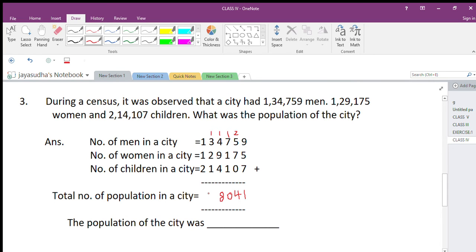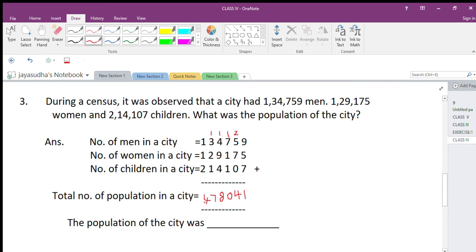Now 1 plus 2 is 3, 3 plus 3 is 6, 6 plus 1 is 7. So you write 7. Then 2 plus 1 is 3, 3 plus 1 is 4. You have to write 4. Are you okay, children?